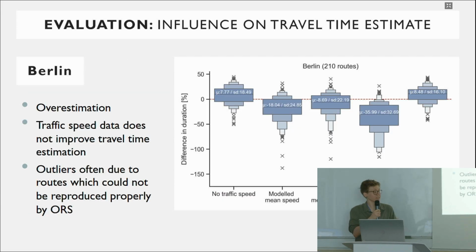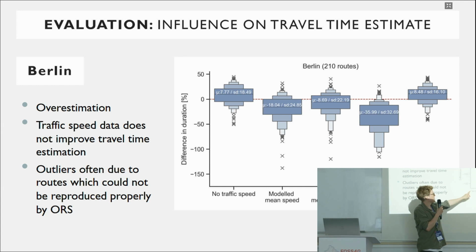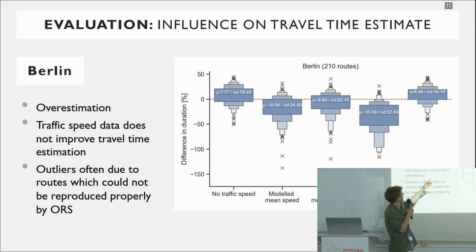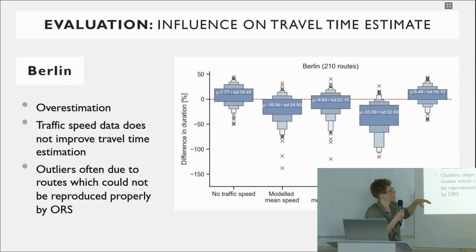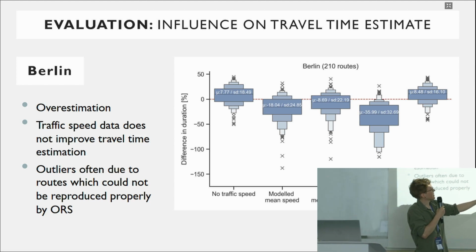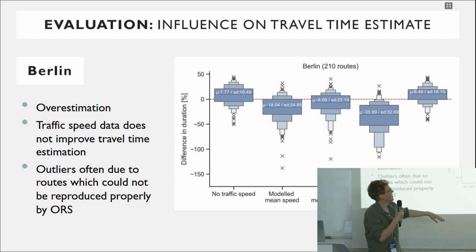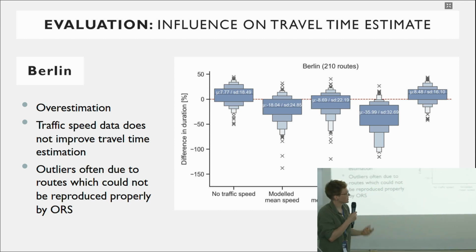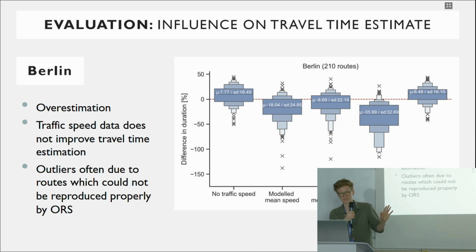We did that for 3 cities. So for Berlin, for example, we can see the first one, this is the difference in duration in percent. And this one is OpenRouteService without any traffic speed data. There we see, okay, we have generally a 7% overestimation of travel time in Berlin. If we add the model data, we're actually not improving, we're actually making things worse. If we, however, use the Uber raw data, we also don't really improve it, but we're not making it a lot worse, let's say.